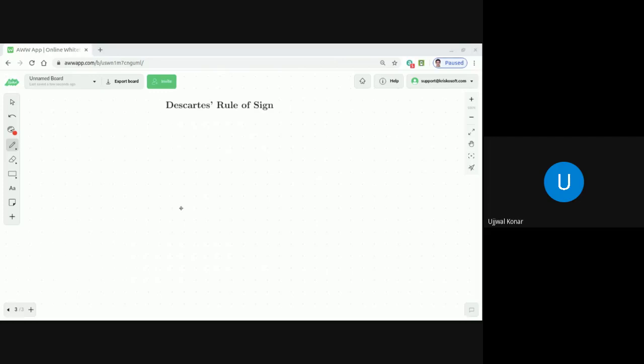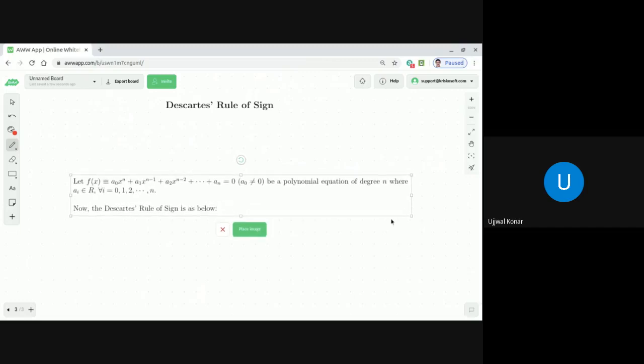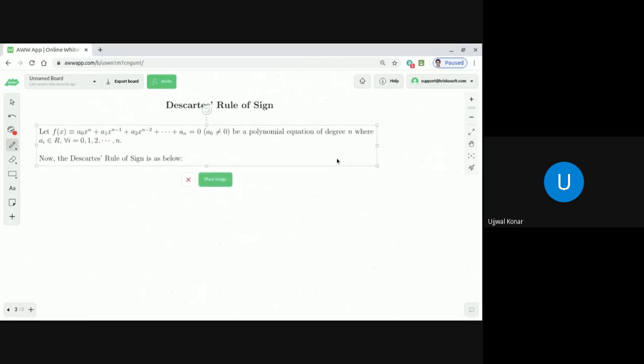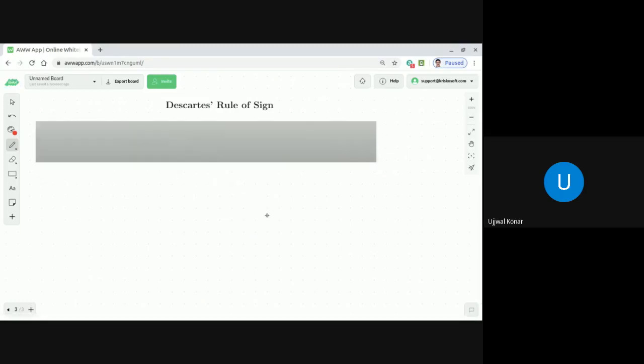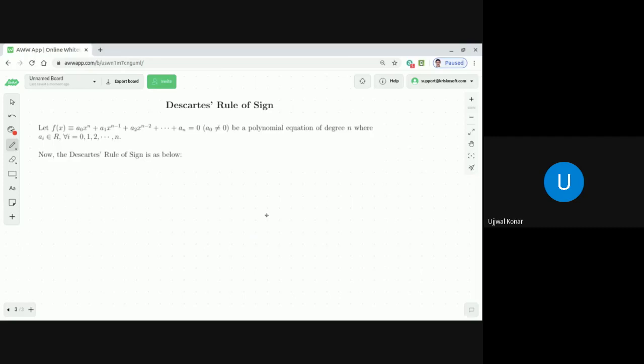So Descartes' rule of signs tells that, let's first consider a polynomial equation of degree n. If we take the polynomial equation of degree n, it looks like this. Let f(x) equal to a0 x^n plus a1 x^(n-1) plus a2 x^(n-2) up to an is equal to 0, where a0 is not equal to 0, be a polynomial equation of degree n, where ai belongs to R and i values from 0 to n.